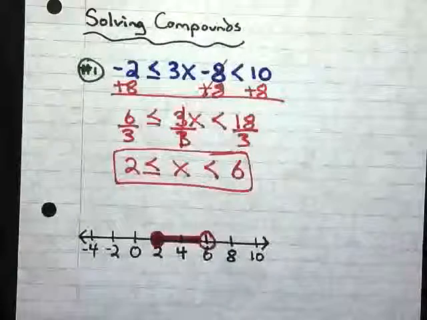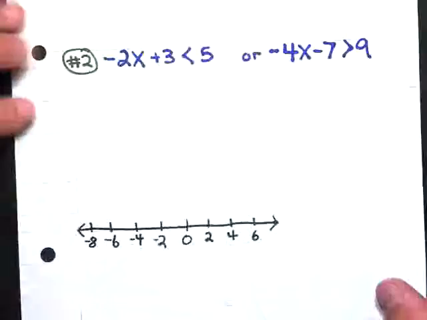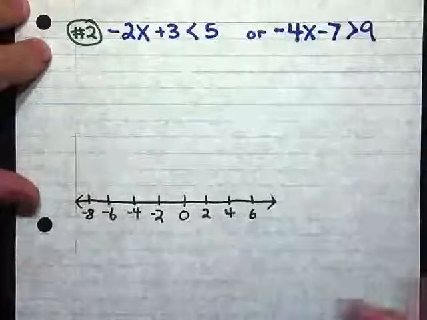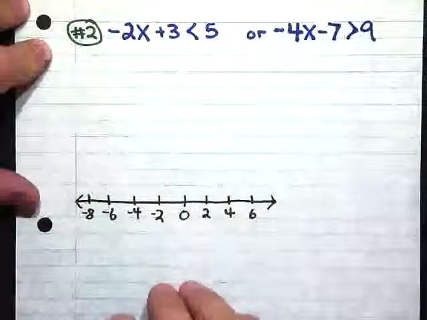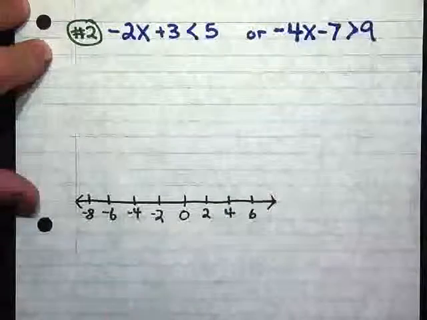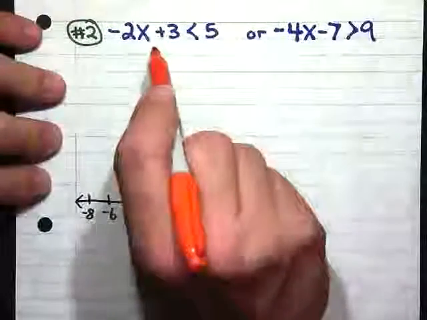All right. So this is an and compound. Let's go ahead and take a look at an or compound inequality. Now with an or compound inequality, remember we have two separate inequalities separated by or. Basically what we want to do is solve each one separately. Okay, so let's look at this first inequality here.